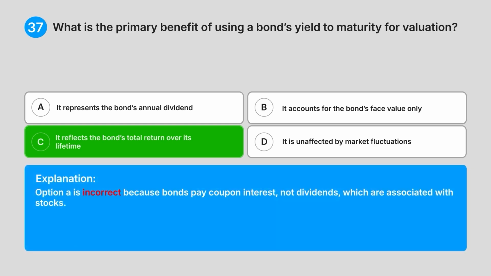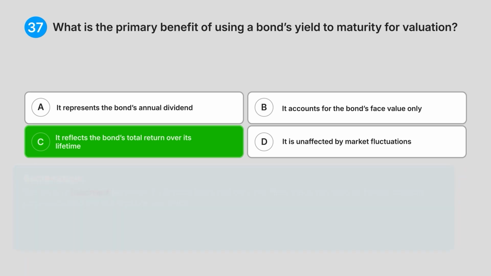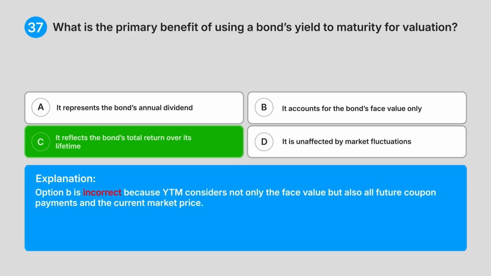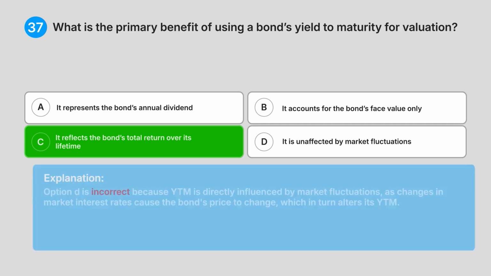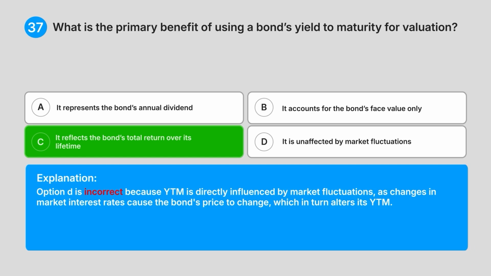Option A is incorrect because bonds pay coupon interest, not dividends, which are associated with stocks. Option B is incorrect because YTM considers not only the face value, but also all future coupon payments and the current market price. Option D is incorrect because YTM is directly influenced by market fluctuations, as changes in market interest rates cause the bond's price to change, which in turn alters its YTM.